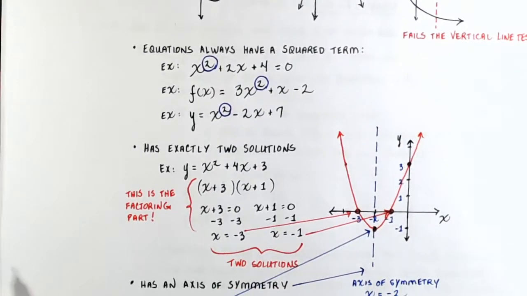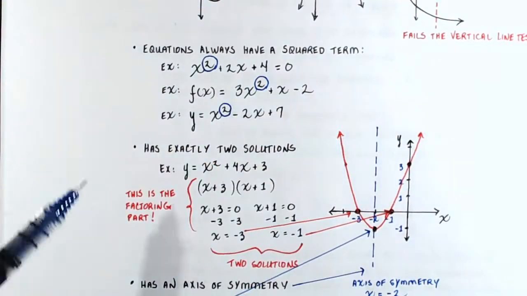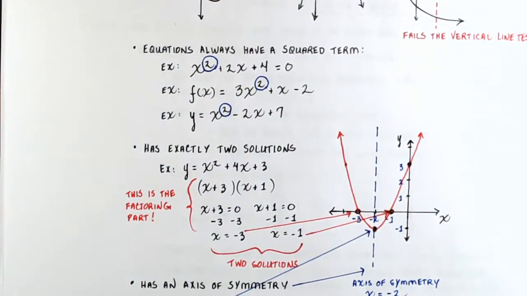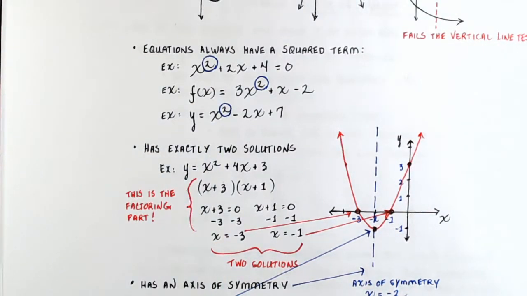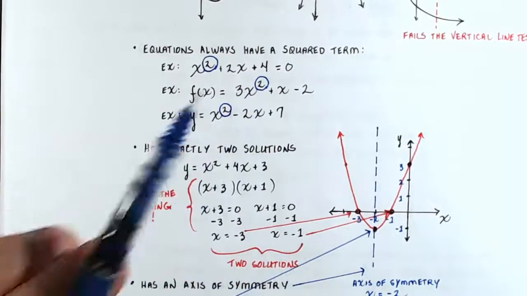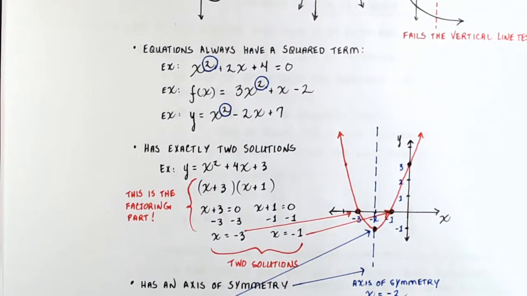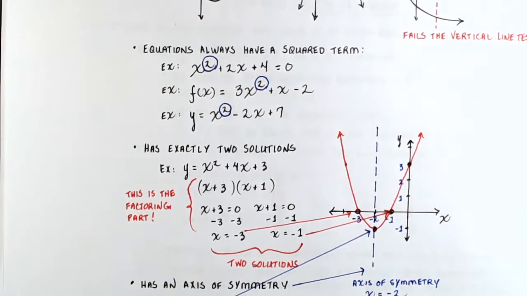Some more facts about quadratics. The equations will always have a squared term, and here are some examples of quadratic equations with that squared term in there. The squared term will be the largest exponent. Anything bigger and it wouldn't be called a quadratic. So it's going to be x squared, 3x squared, x squared. All right, so that's something else. And the next fact is that it has exactly 2 solutions.